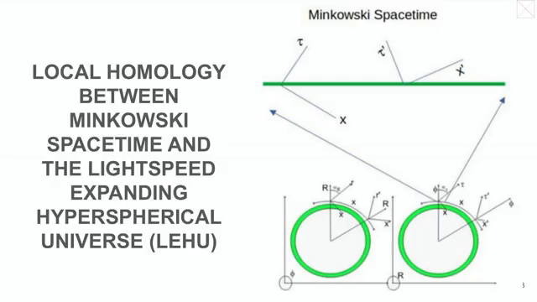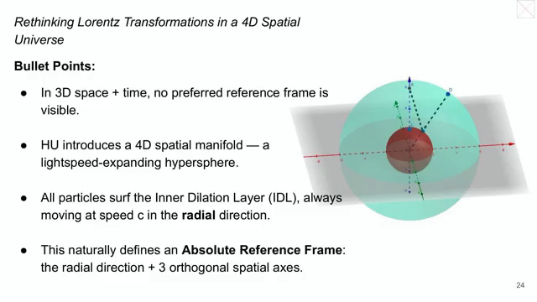In science, small conceptual changes are relevant. In standard special relativity, there's no way to identify an absolute rest frame; motion is purely relative. But in Who, we add one more spatial dimension and envision the universe as a hyperspherical hypersurface that expands at the speed of light. All particles surf this expanding shell, the inner dilation layer, and move at speed c along the radial direction. That direction becomes our preferred, absolute axis, perpendicular to every point on the hypersphere. This reintroduces the idea of an absolute reference frame, not as a violation of relativity, but as a geometrical truth of the higher dimensional structure.